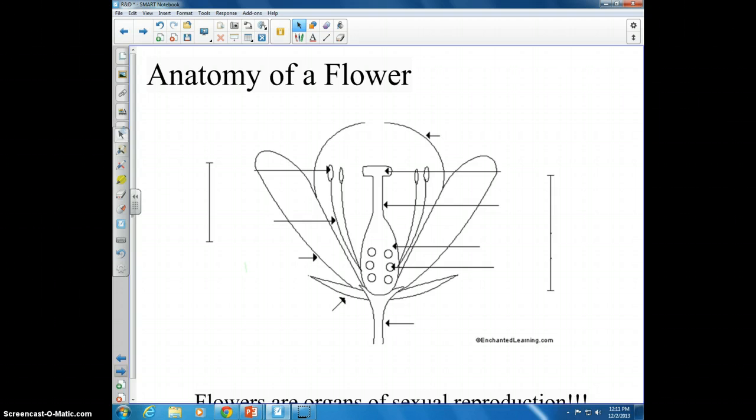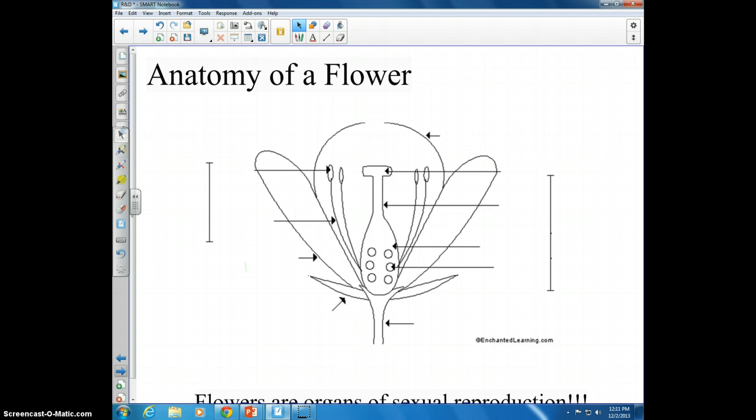So flowers are organs of sexual reproduction. This is so important to know, because a lot of people think to themselves, if there's a question on your Regents exam about, say, name an organism that reproduces asexually, and they'll say a flower. No. Flowers are organs of sexual reproduction, just like a penis or a vagina.